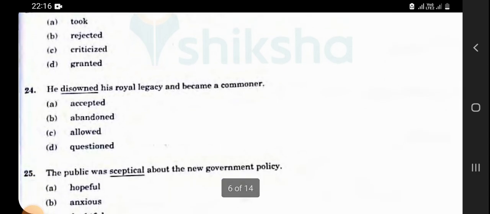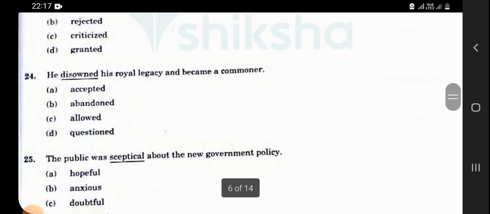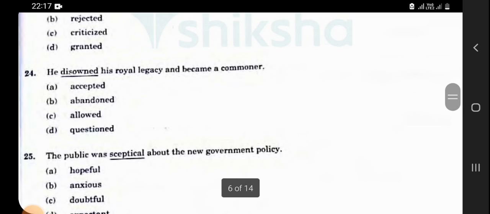Question number 24. He disowned his royal legacy and became a commoner. So disowned, the answer is quite known to us, that is B, abandoned. Apparently the paper of 2023 and the paper of 2024 NDA 1, the English paper, both were quite easy. One can easily score 160 above.